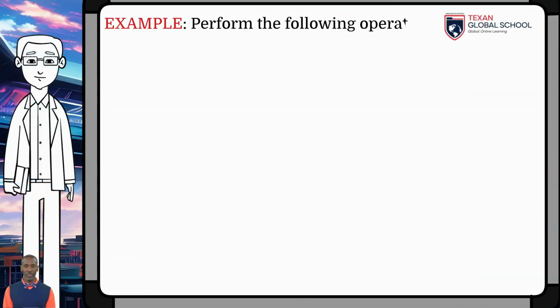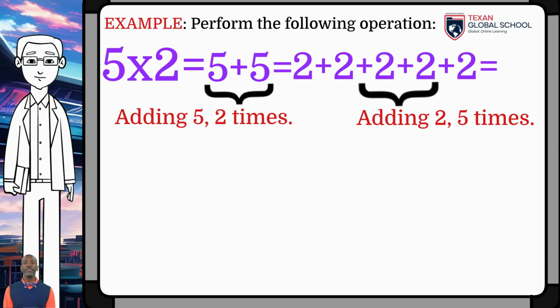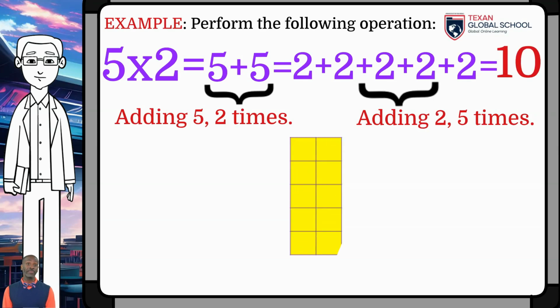If we now multiply 5 by 2, this means that we add 5 2 times, or we add 2 5 times. Therefore, 5 times 2 is 10. The model represents 5 rows by 2 columns, thus having 10 squares or 10 ones. Hence, we conclude that 5 times 2 is 10.